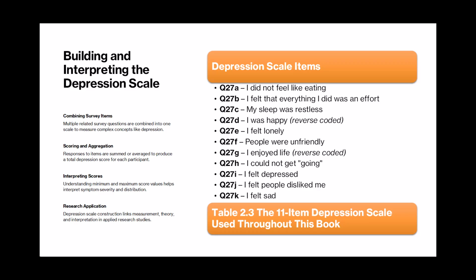Because each question is scored from 1 to 4, the lowest possible total score is 11, while the highest possible score is 44. Higher scores indicate higher levels of depressive symptoms. This approach increases variation and improves measurement reliability compared to relying on a single question. Researchers may report either the total score or the average score, both of which convey identical information on different scales. Scale construction demonstrates how descriptive statistics connect measurement, theory, and interpretation in applied research.